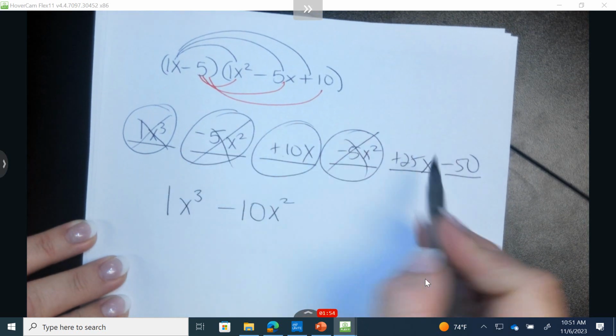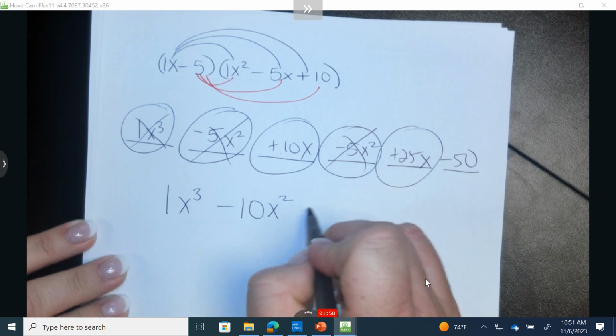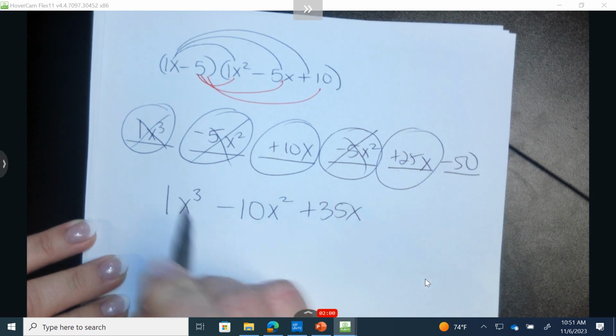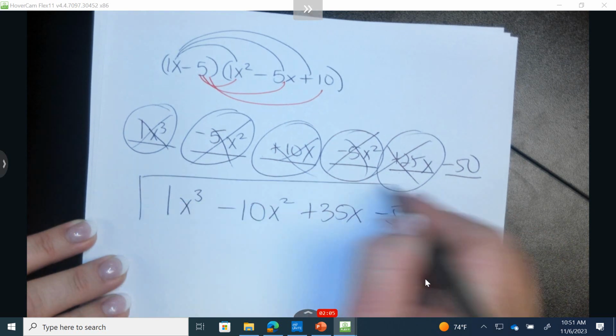Done. Okay, there's one more like this. Positive 10 and positive 25 is a positive 35x. And last is negative 50.